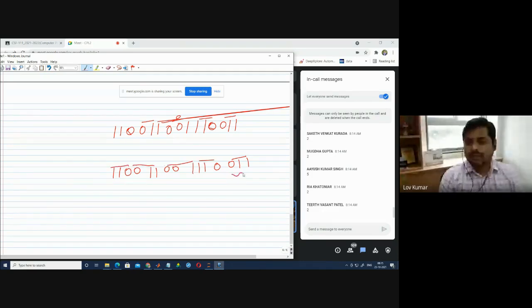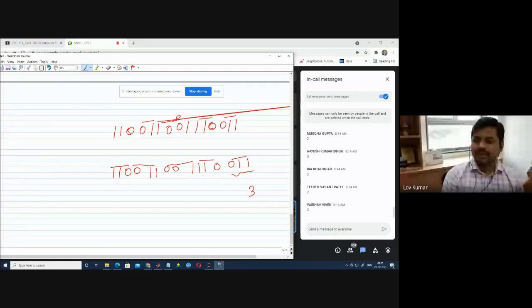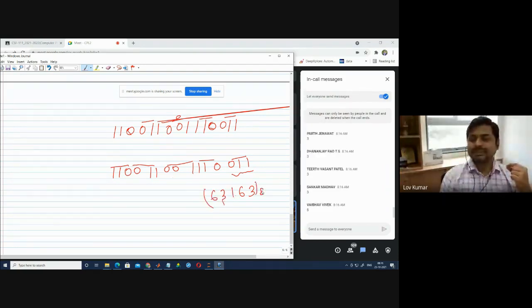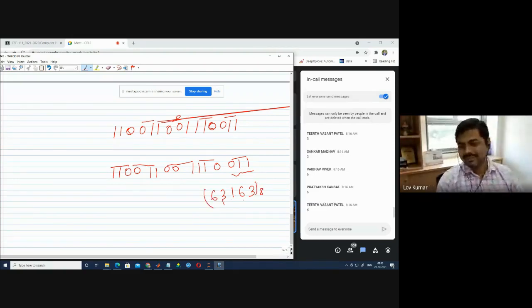Now tell me, what is the decimal representation of 0, 1, 1? It is 3. Then 1, 1, 0. I'm talking about 1, 1, 0. That is 6. Good. Then 0, 0, 1. What value will we write? 1. Then 0, 1, 1, which is 3. Then 1, 1, 0, which is 6. Now you can say this is your final answer. You see, the final answer does not take too much time.